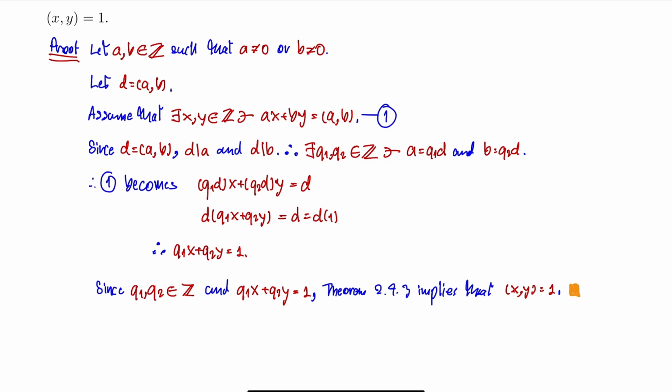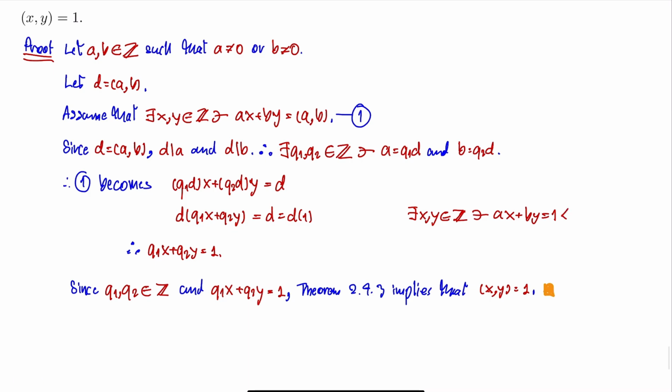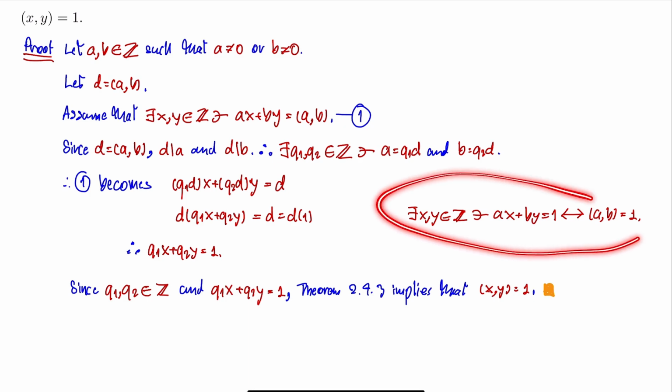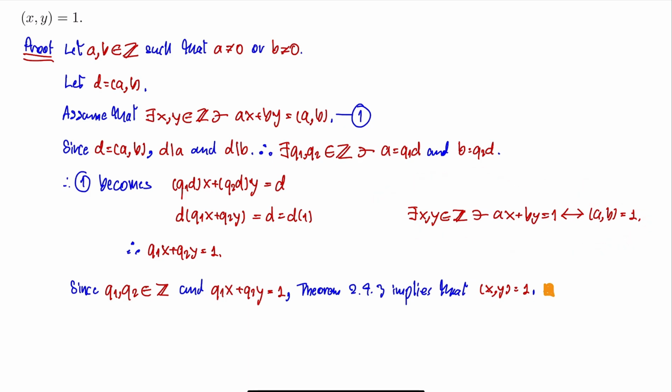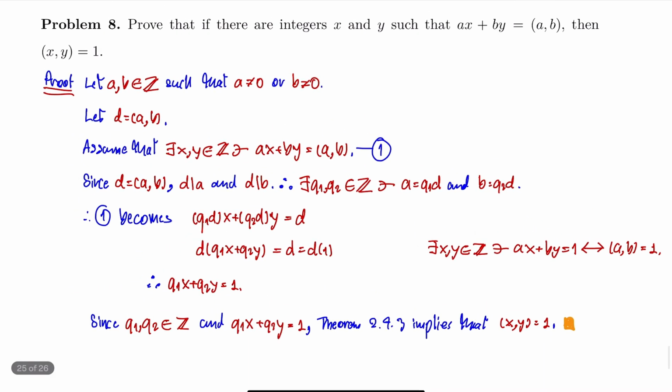So do not forget that if we have integers x and y such that ax plus by equals 1, then the greatest common divisor of a and b equals 1. So this is one of the properties of the greatest common divisor of a and b. So we have proved this problem already, and that's it for this video.